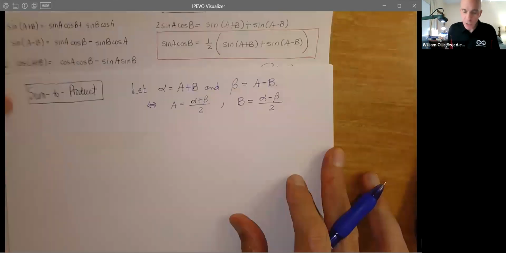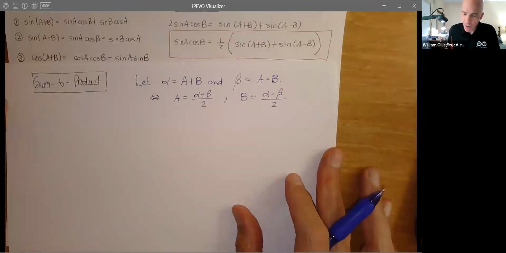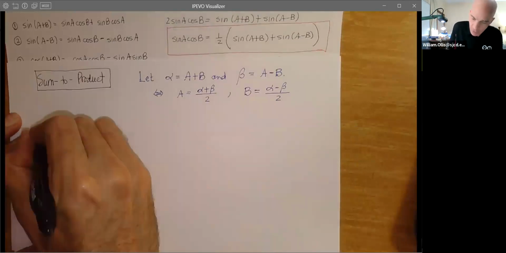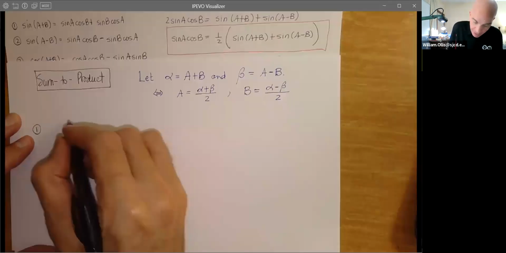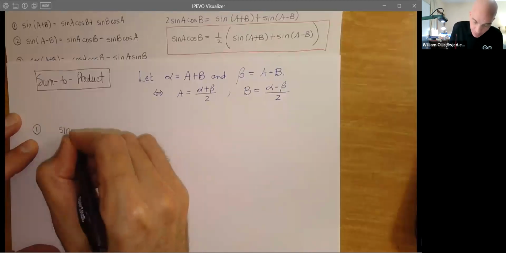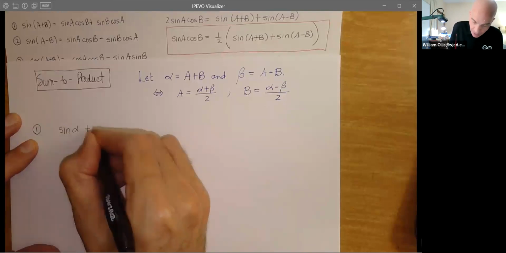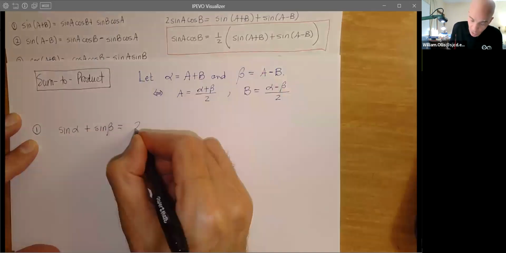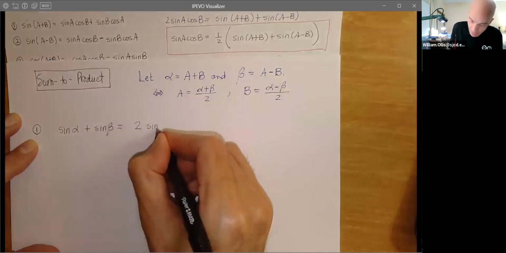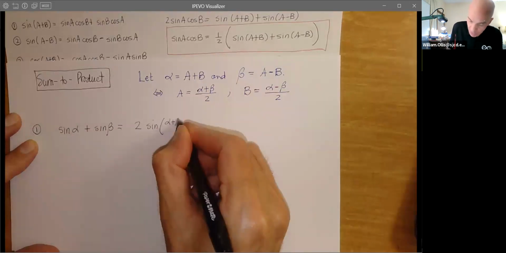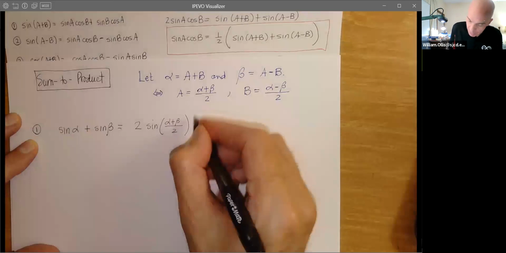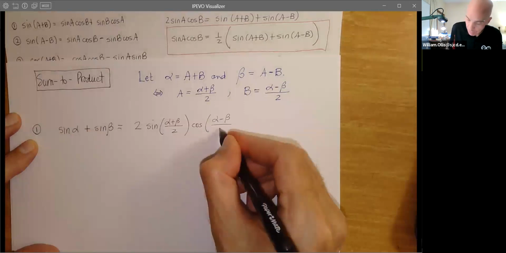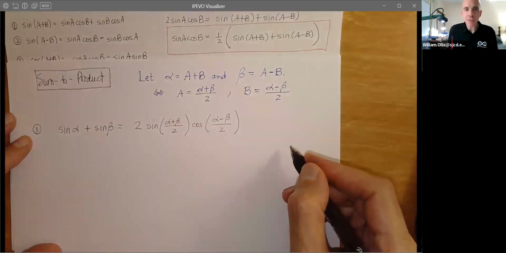So now we use the product to sum to get the sum to product. So we're being lazy, very, very lazy. So number 1. So now we have what? Sine alpha plus sine beta, multiply by 2. That gives us 2 sine of alpha plus beta divided by 2 times cosine of alpha minus beta divided by 2. You're thinking, how simple is that?